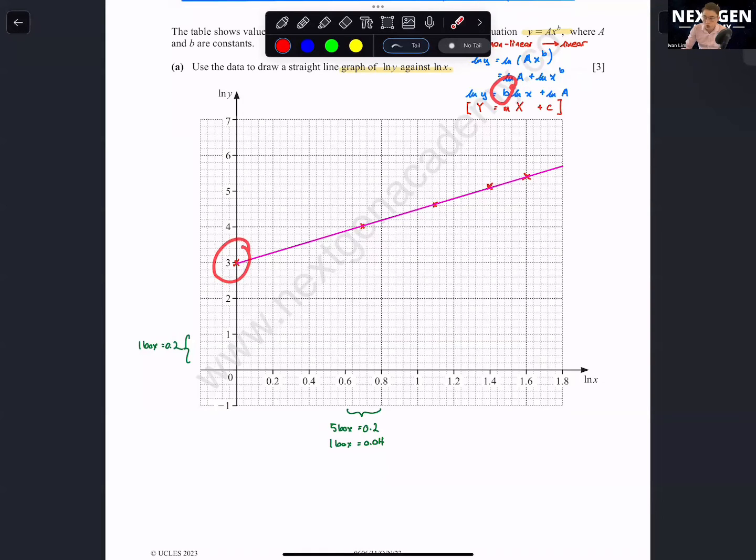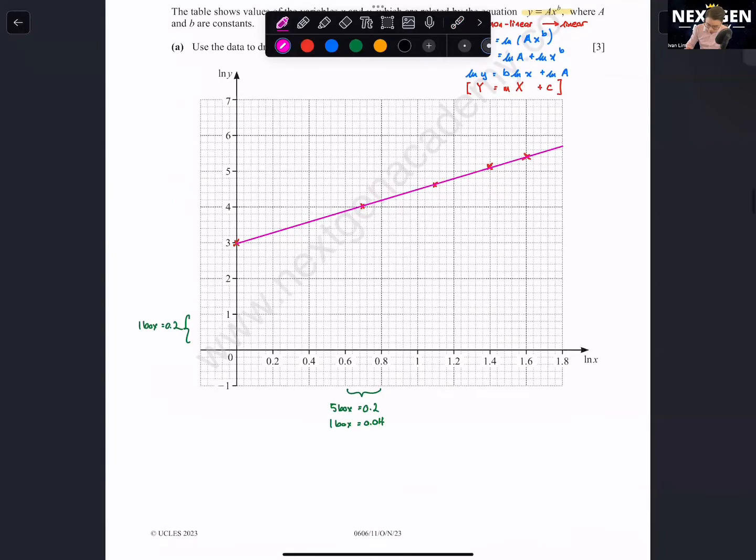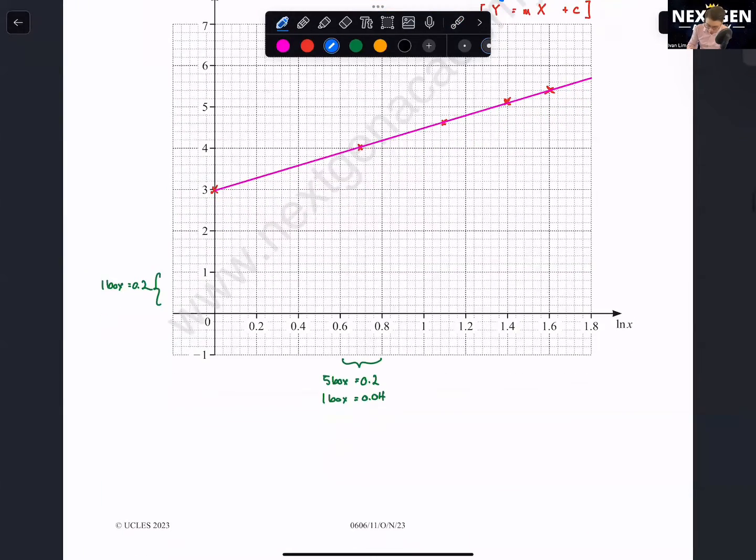B is the gradient. So I'm going to calculate these two values based on the graph here. I'll teach you what I'll do. We define here first: ln A is your y-intercept. You look at your own graph. Where do you intersect at the y-intercept?